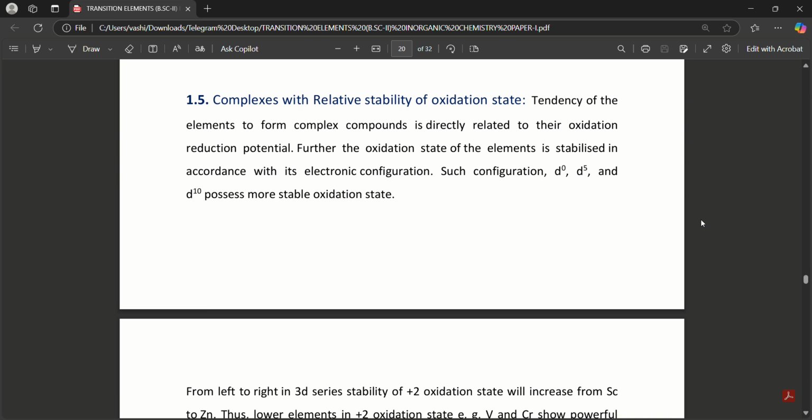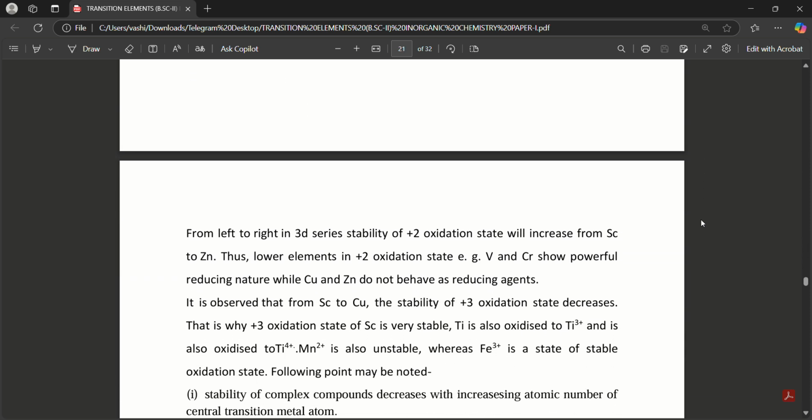Complexes with relative stability of oxidation state. The tendency of the elements to form complex compounds is directly related to their reduction potential. Further, the oxidation state of the elements is stabilized in accordance with its electronic configuration; such configurations d0, d5, and d10 possess more stable oxidation states.